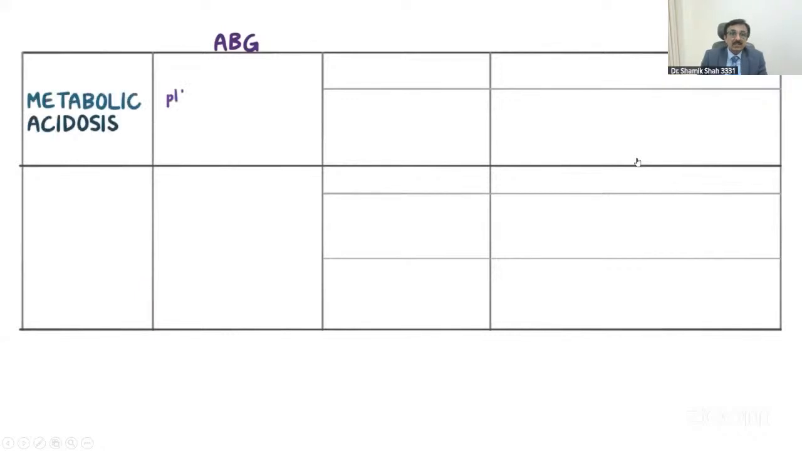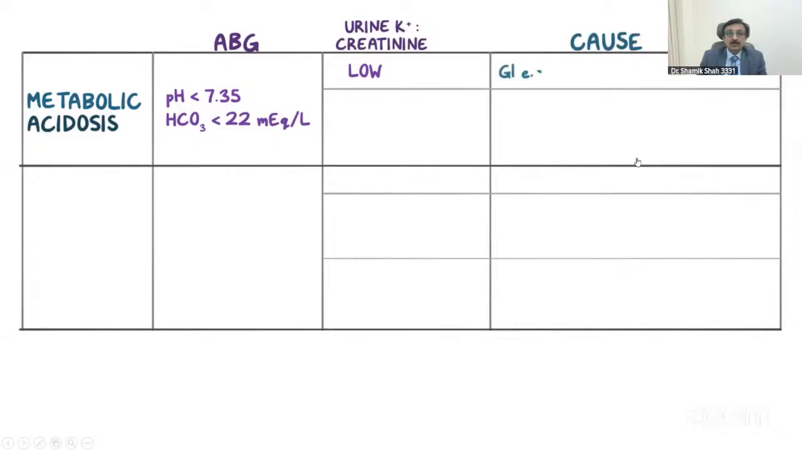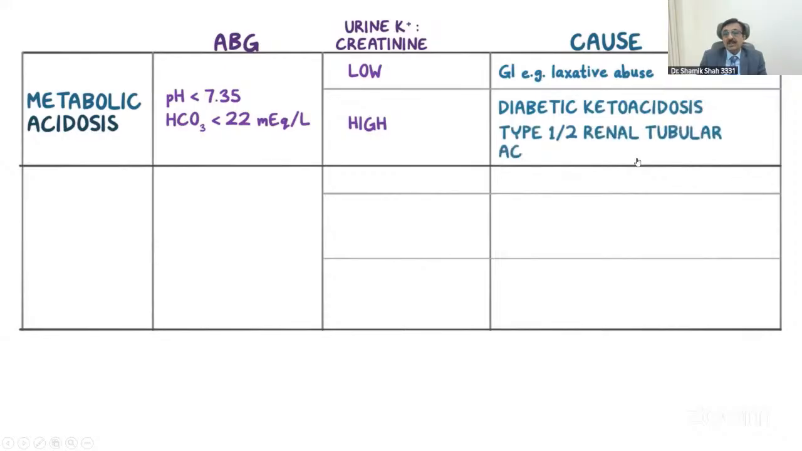If the patient has metabolic acidosis, meaning the pH is less than 7.35 and bicarb level is below 22 milliequivalents per liter, then we look at the spot urine potassium and creatinine ratio. If the potassium to creatinine ratio is low, then the cause is GI, maybe laxative abuse. If the urine potassium to creatinine ratio is high, then we are looking at diabetic ketoacidosis or type 1 or 2 renal tubular acidosis as the cause of the hypokalemia.